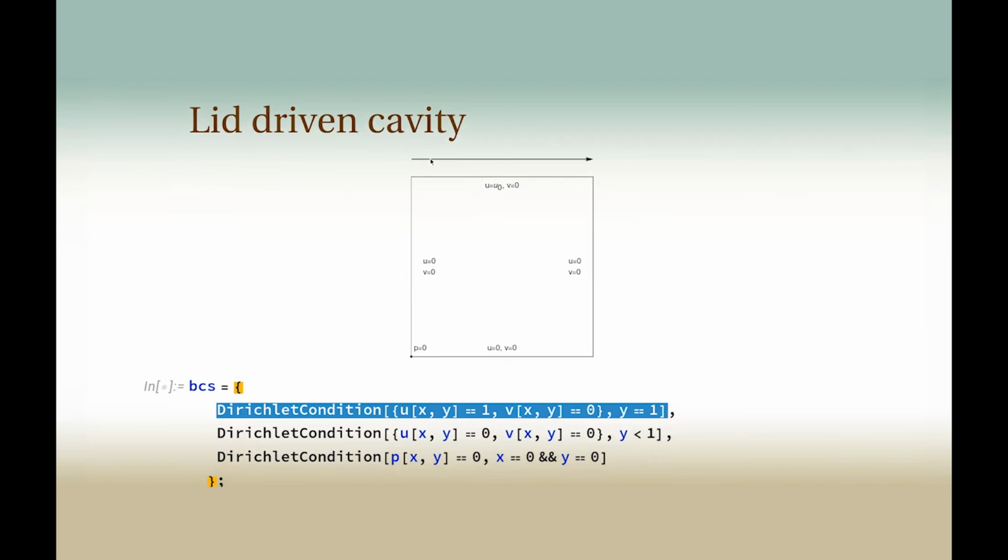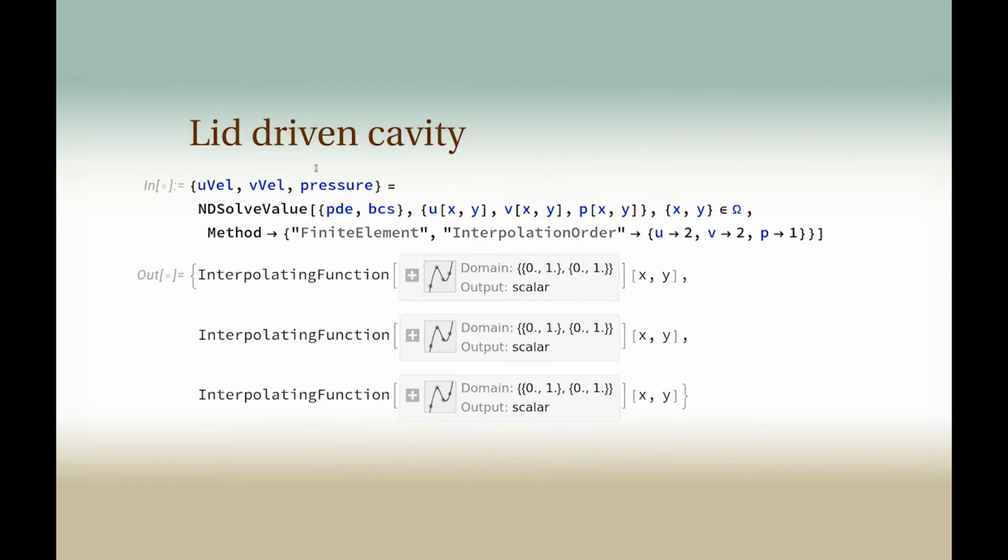So on the top, we have a fluid flow in this direction. The remaining 3 edges are walls. They have a no-slip condition, so the velocity is 0 everywhere. And we have a reference pressure of 0 down here in this corner. So we solve this by NDSolveValue, PDE, boundary conditions, U, V, and P. And we have to specify a method, and we get to that in a bit. Finite element interpolation order U2, V2, P1, and we'll get to that in a second. And that's going to return us 3 interpolating functions, and we can visualize them.